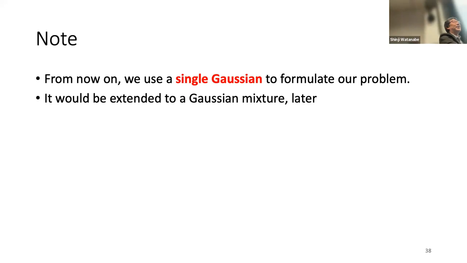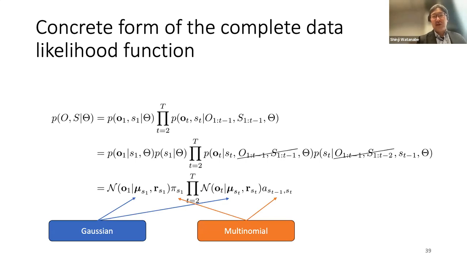Later I will extend it to the Gaussian mixture model. And practically we're using a Gaussian mixture model. But from here on, in the formulation, I use a single Gaussian distribution. Okay. So this is a summary: these equations are now replaced by the Gaussian distribution and some kind of weight parameter, which we can call the marginal distribution. So now the equations are represented in the concrete form of the distribution.